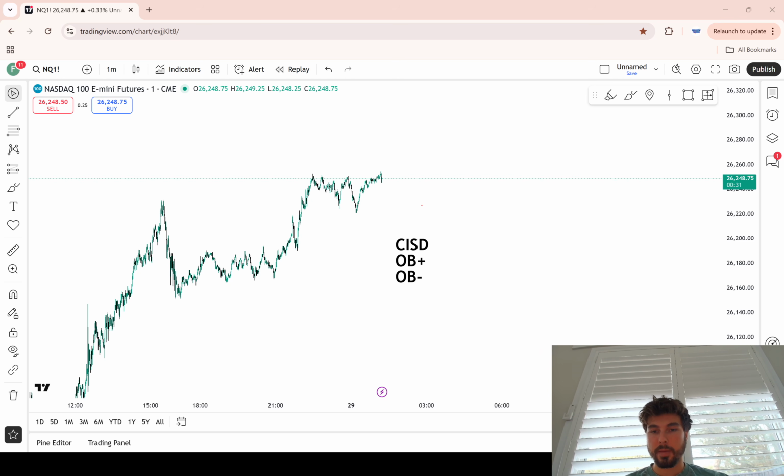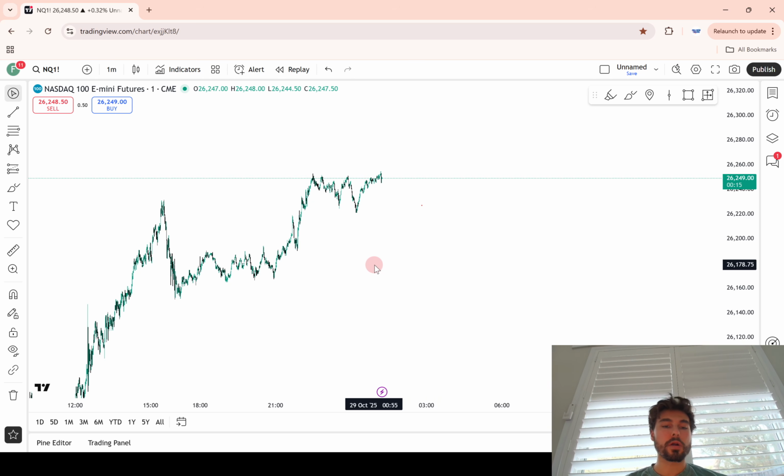So this bootcamp is not going to go through breakers and mitigation blocks and vacuum blocks and suspension blocks. Those don't matter to me. It doesn't matter how they print. I'm only using inversions, fair value gaps, and order blocks. So you're going to learn the system that I've learned to become profitable. And order blocks are one of the key things.